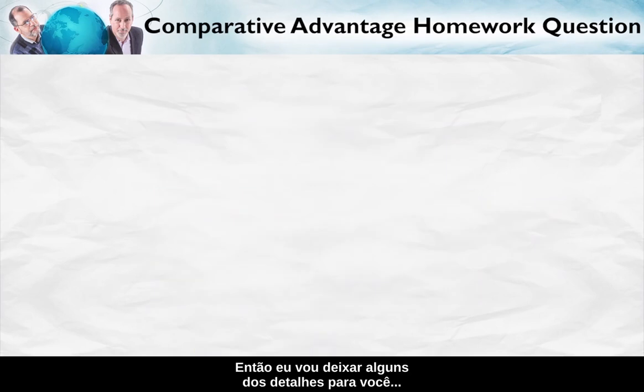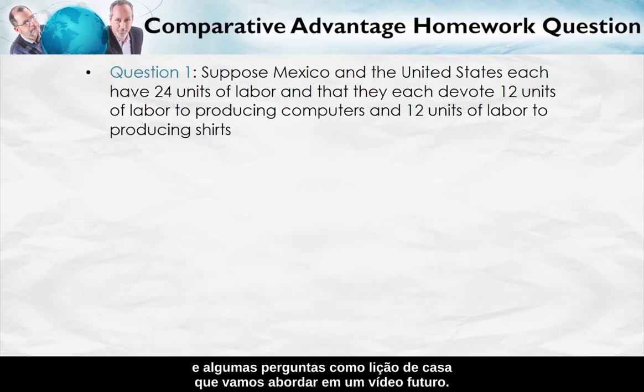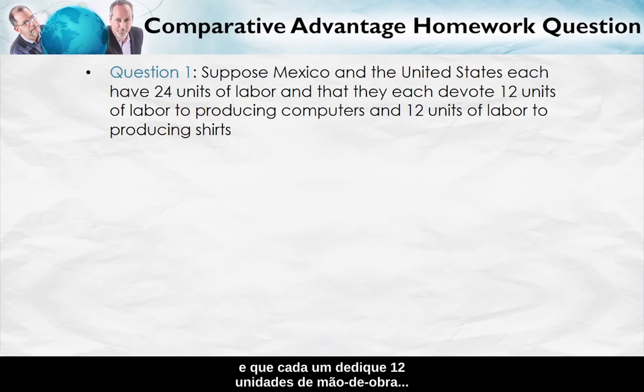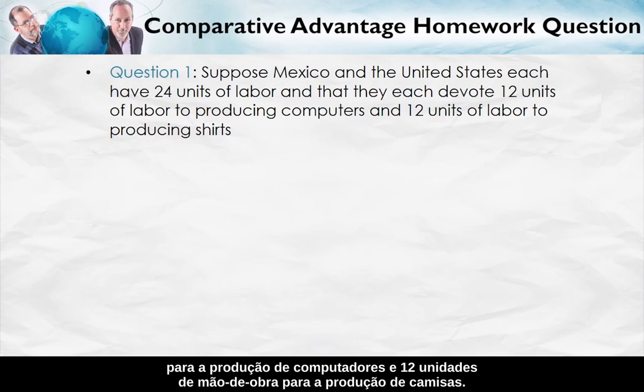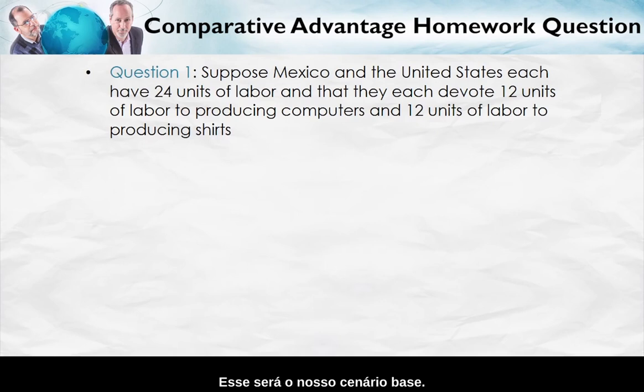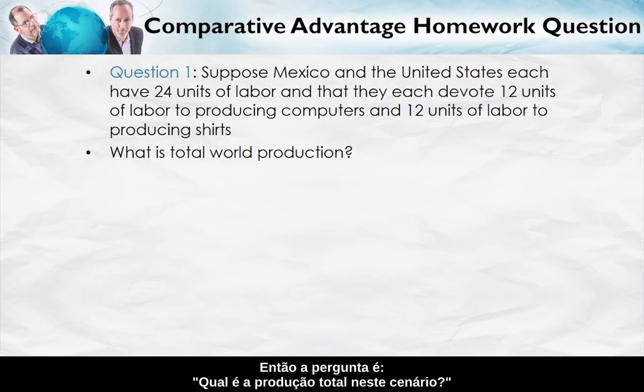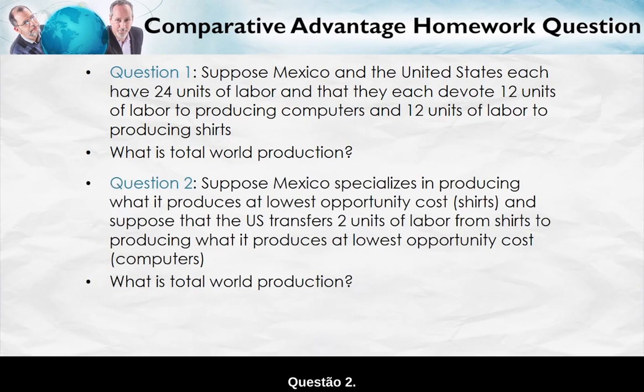So I'm going to leave some of the details to you, actually, in some homework questions, which we'll go over in a future video. So question 1. Let's suppose that Mexico and the United States each have 24 units of labor, and that they each devote 12 units of labor to producing computers and 12 units of labor to producing shirts. That will be our baseline scenario. So the question is, what is total world production in this scenario? That's question 1.